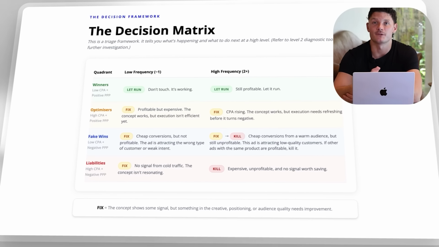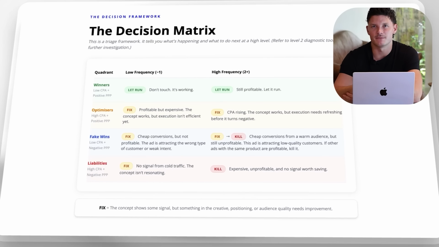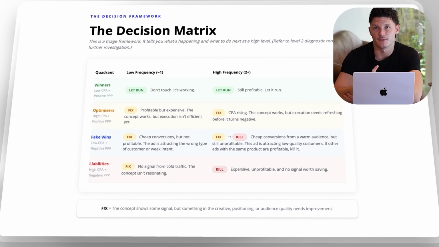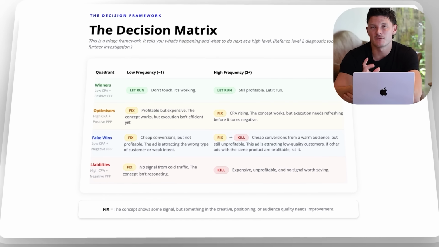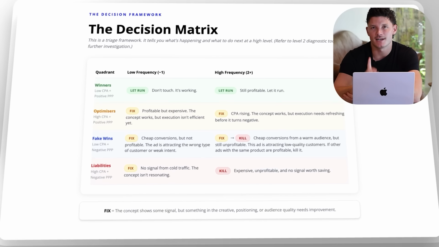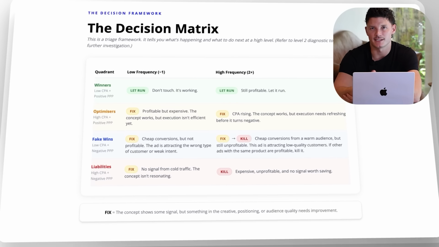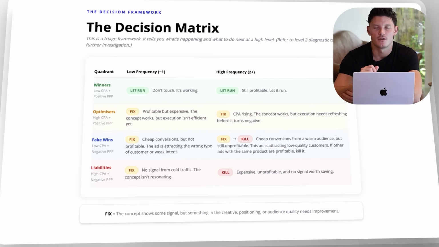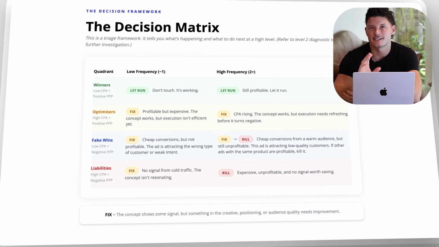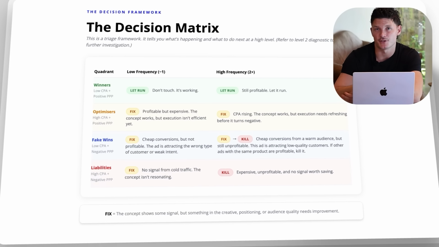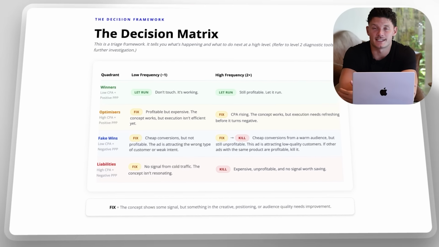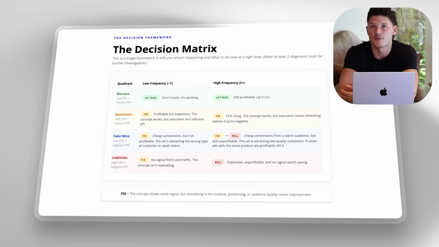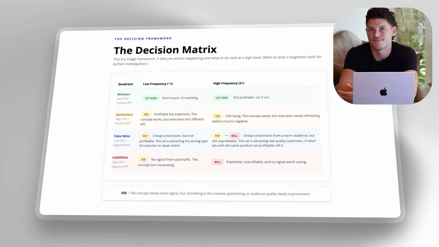Fake wins with high frequency. Cheap CPA, but you're still losing money. Liabilities with low frequency. This is the one most people will kill straight away, but it tells you it's going out to cold audiences. It's more top of the funnel, which means the concept still may have legs. Maybe give the concept one more chance, but with better execution. And liabilities with high frequency. Expensive, unprofitable, audience exhausted, kill it.